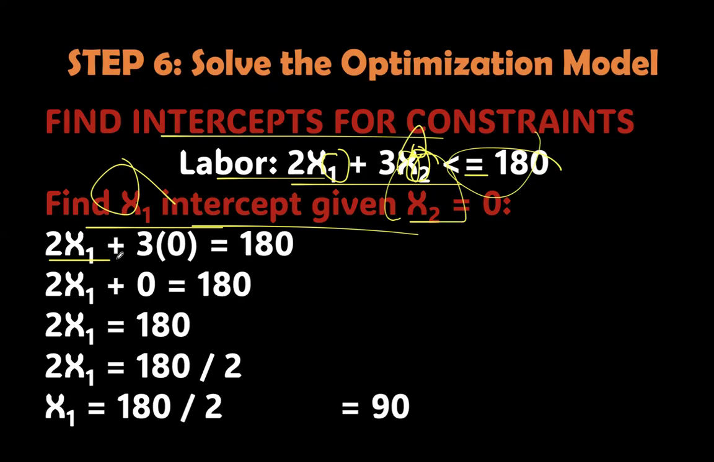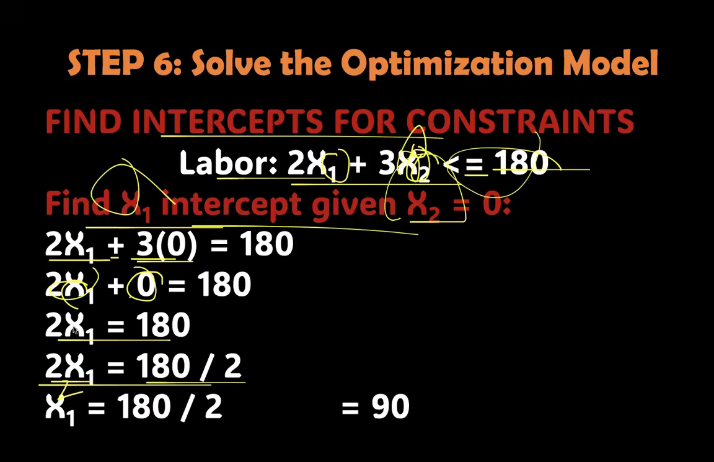So identify 2x sub 1 plus 3 times 0, step by step. You have to do everything step by step. After multiplying, it will become 0 here and 2x sub 1, then it will equal 180 because that is the maximum amount. Afterwards, you have to omit the 0 because 2x sub 1 plus 0 is still 2x sub 1. Then you have to divide both sides by 2: 2x sub 1 divided by 2 and 180 divided by 2 as well.